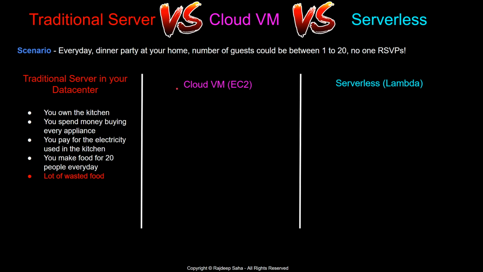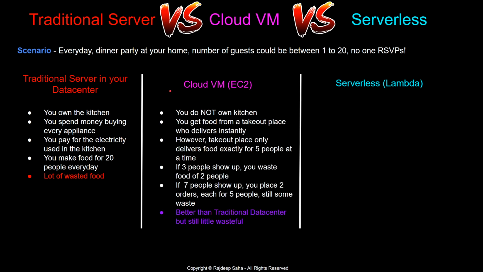So how would this look for a cloud virtual machine kind of scenario? With this, you do not own a kitchen, so you do not have to spend money buying appliances. You do not pay for the electricity used in the kitchen. Instead, you get food from a takeout place that delivers instantly. However, the takeout place only delivers food for exactly 5 people at a time, so you can order from this takeout place, but you have to order in blocks of 5.